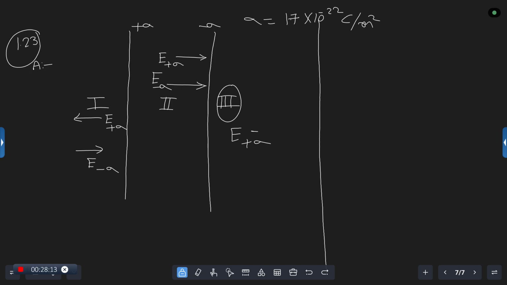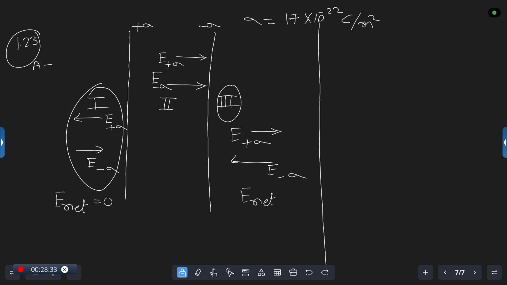E plus sigma and E minus sigma. Now these both are equal in magnitude and opposite to each other. It will cancel or not? Cancel. So E net equals 0. So in the region outside of the plates, electric field is 0 or not? Electric field is 0. But in the region between the two plates, E net equals E plus sigma plus E minus sigma.